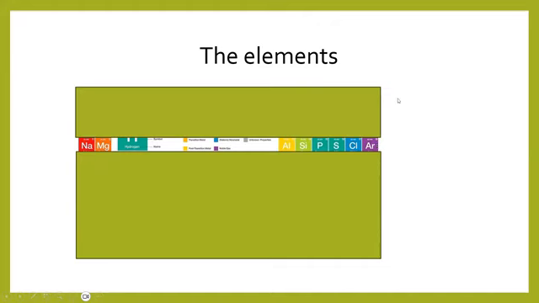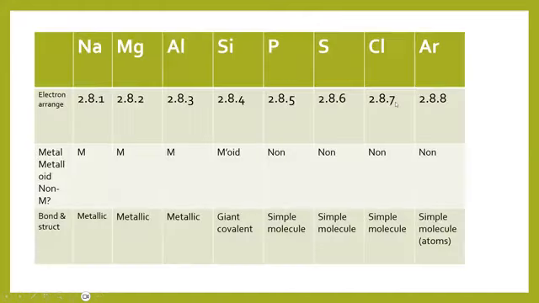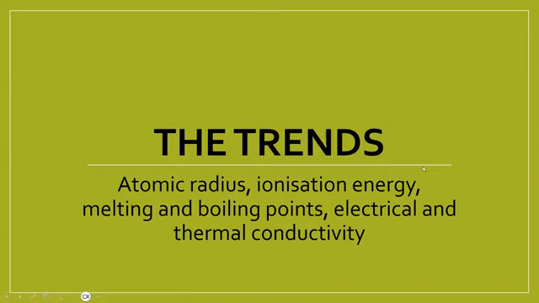Namgal-Sips-Clar. Silly word, but it helps them know it. Here they are. Always talk them through, get them to produce their own electronic configurations, get them to try and think which are metals, which ones are non-metals, help them, and their structure. And then here, briefly, are the trends. This will take only a few minutes.